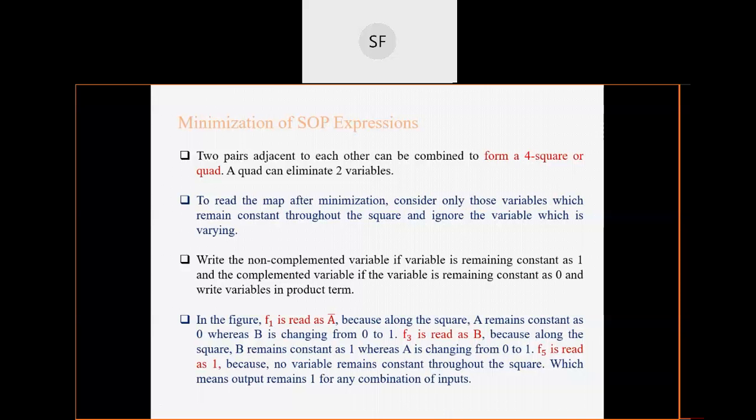और अगर आपने दो एडजेसेंट सेल्स कंबाइन किए, that means if you are combining to form a pair, then in that pair only one variable will be eliminated. कौन सा? Which is not constant. So now the elimination has been done. Okay, but now how to read the map after minimization, है ना. मिनिमाइज तो हो गया, लेकिन फिर उसकी वैल्यू कैसे रीड करनी. So to read the map after minimization, consider only those variables which remain constant throughout the square. Okay, and ignore the variable which is varying.